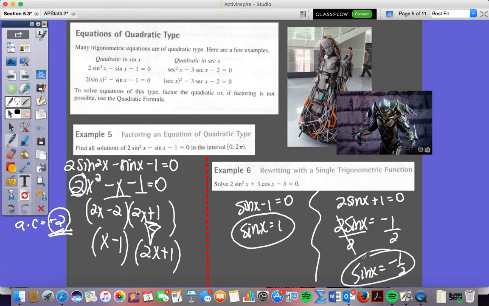Say that again. 7, is that 7 pi over 6? Good. And what's the second one, Paige? 11 pi over 6. Nice. So that's where sine of x is -1/2. Where is sine of x 1?